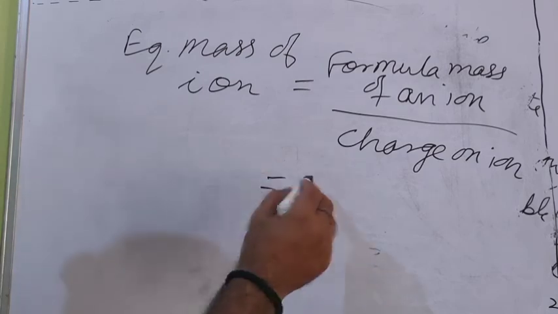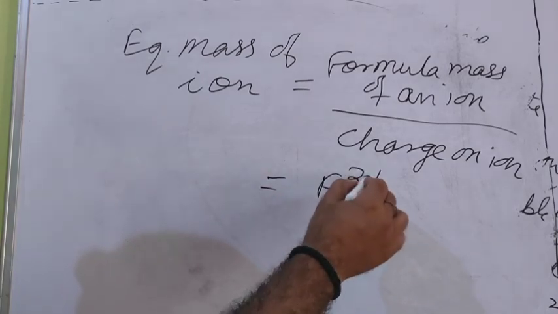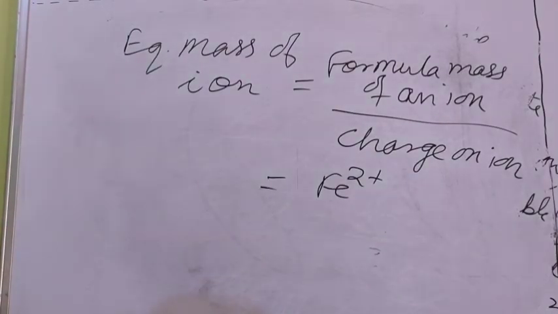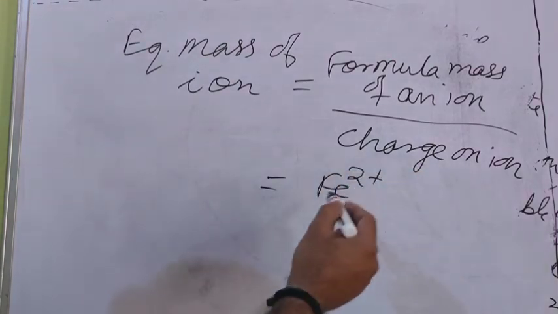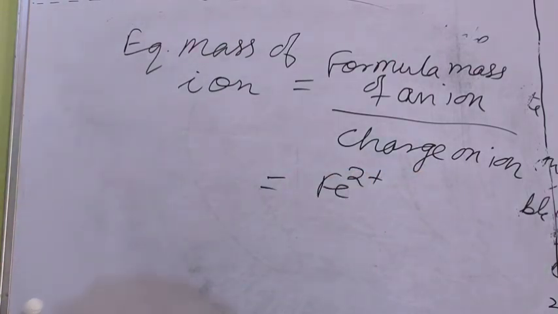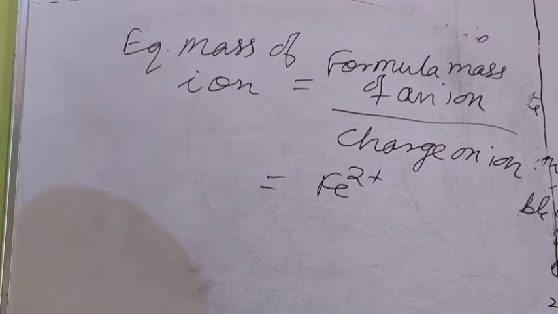For example, Fe2 plus. Formula mass means the atomic mass of iron divided by the charge, the charge is 2, so the atomic mass of iron divided by 2 becomes the equivalent mass of the ion. Ions means species that contain either positive charge or negative charge. So these are some methods which are used for the expression of the concentration of the solution.